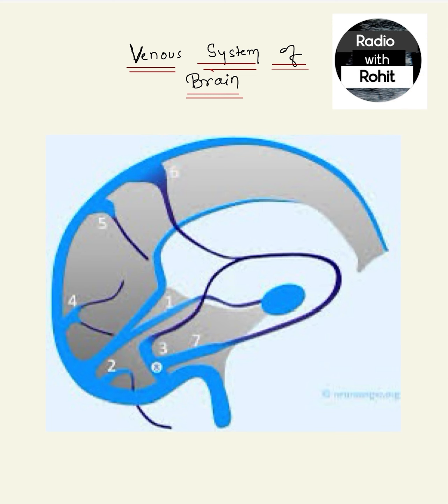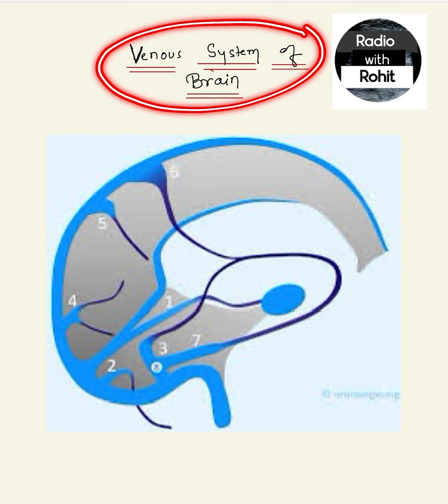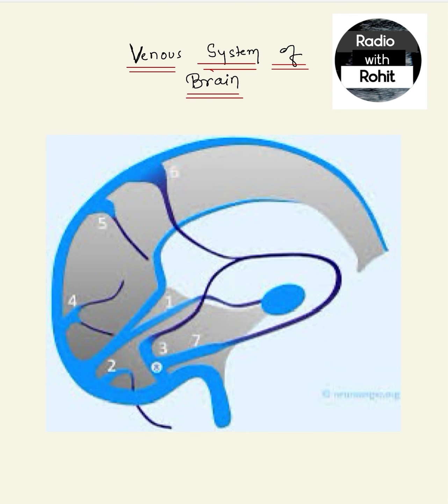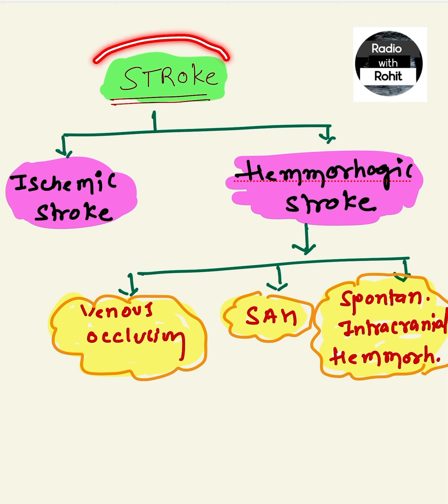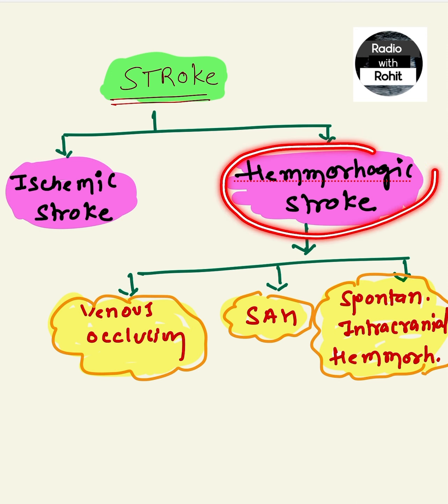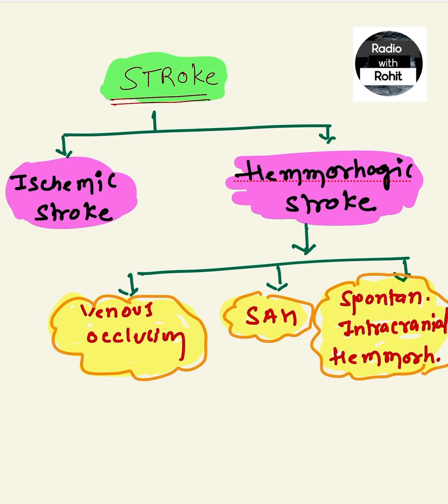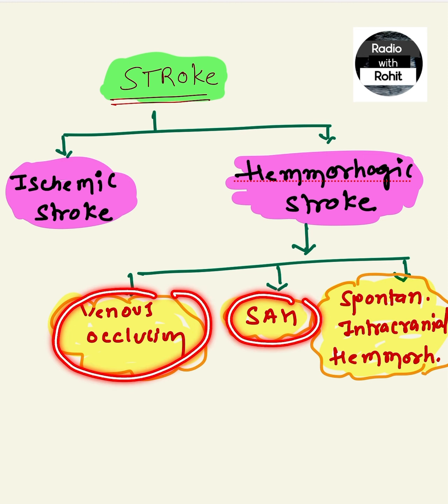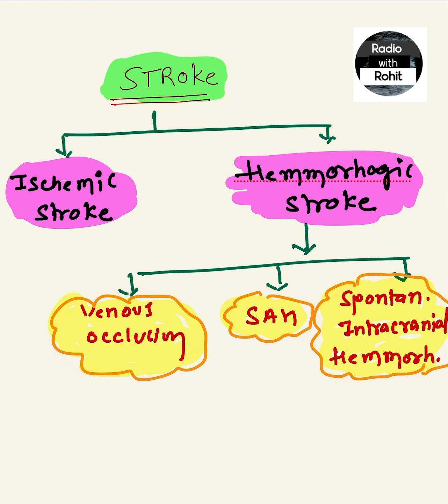Today we are going to discuss one very interesting and important topic, the venous system of the brain, or intracranial venous system. A stroke can be because of either an ischemic cause, so ischemic stroke, or hemorrhagic stroke. Hemorrhagic stroke could be because of venous occlusion, subarachnoid hemorrhage, or spontaneous intracranial hemorrhage. We are today more interested in venous occlusion.